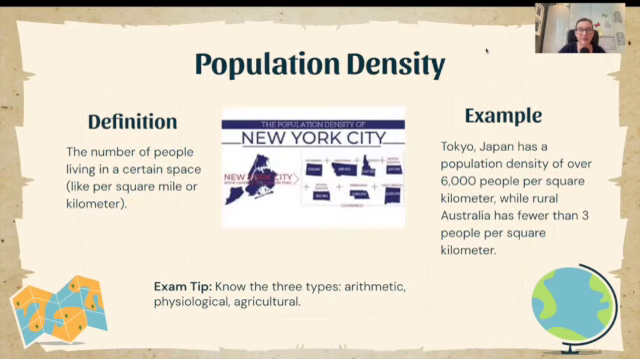Population density. The definition is the number of people living in a certain space, like per square mile or kilometer. For example, Tokyo, Japan has a population density of over 6,000 people per square kilometer, while rural Australia has fewer than 3 people per square kilometer. Here's an exam tip. You need to know the 3 types of population density: arithmetic, physiological, and agricultural. And these are going to be discussed a little bit later in Unit 1, so not in this particular slideshow, but later on.